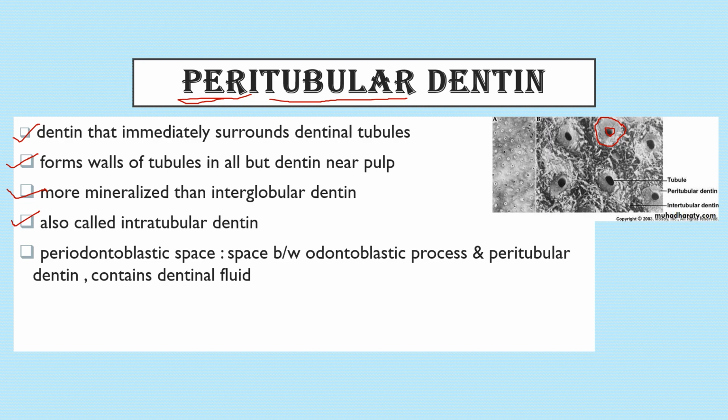And the periodontoblastic space is the space between the odontoblastic process and the peritubular dentin. This space is called the peritubular or periodontoblastic space. It contains the dentinal fluids.